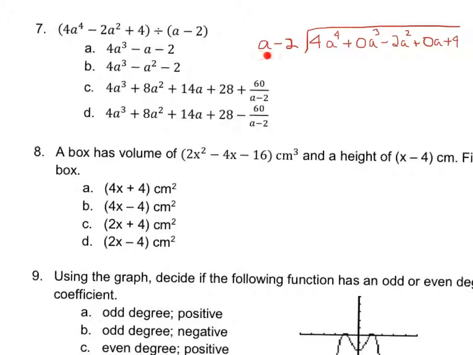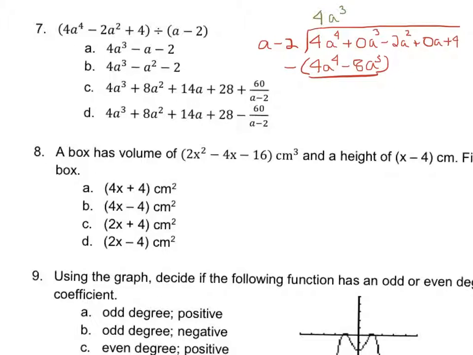We ask ourselves, a times what gives me 4a to the fourth, and I'd have to multiply by a 4 and an a and a cubed. And then you take the answer to that and you multiply it times the a and times the negative 2. So we distribute it out. We get 4a to the fourth minus 8a cubed. And don't forget, you subtract that line.